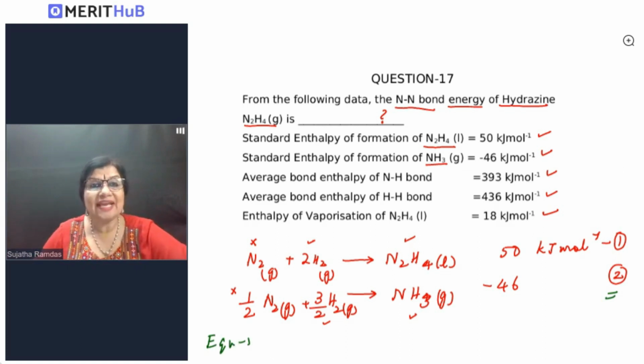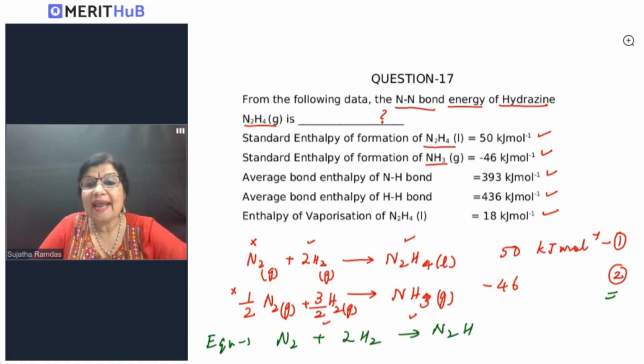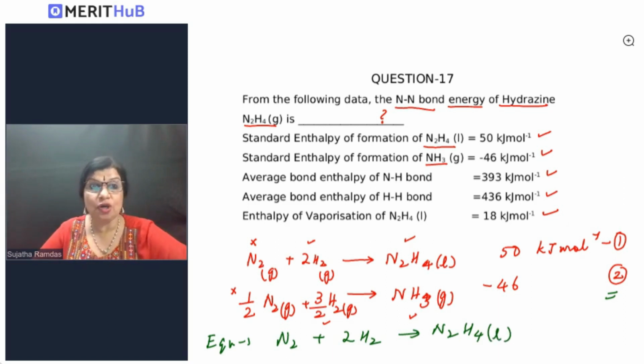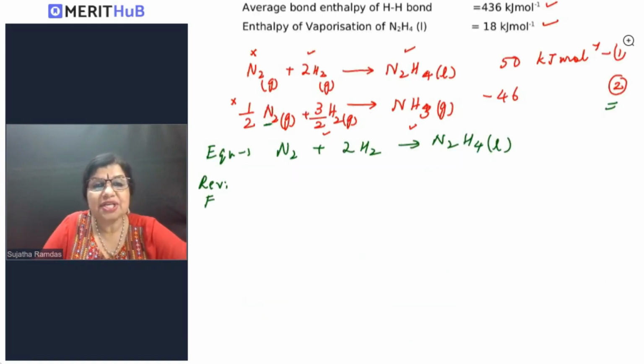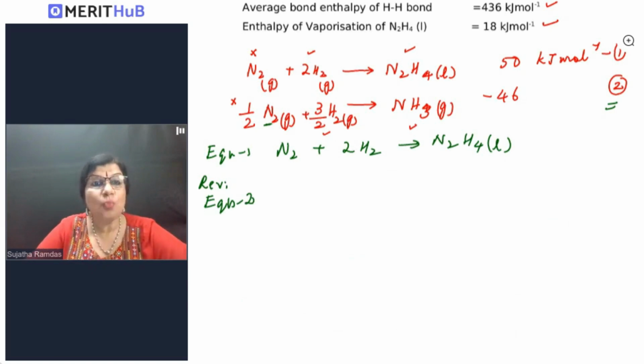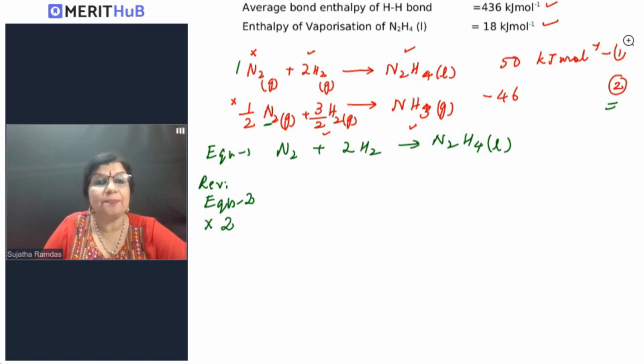Okay, we're not making any change to equation 1, which is N2 plus 2H2 giving you N2H4. Let me write down the physical state of hydrazine because you also have N2H4 gas coming up. Now equation 2, we need nitrogen on the right hand side. So we reverse equation 2, but we need 1 mole. We only have half a mole, so multiply by 2.